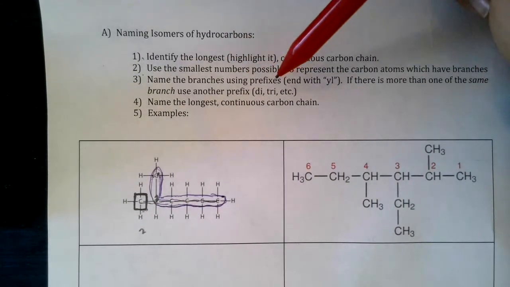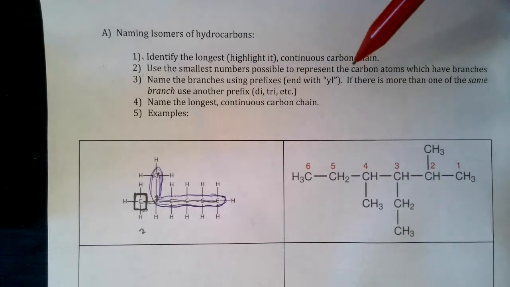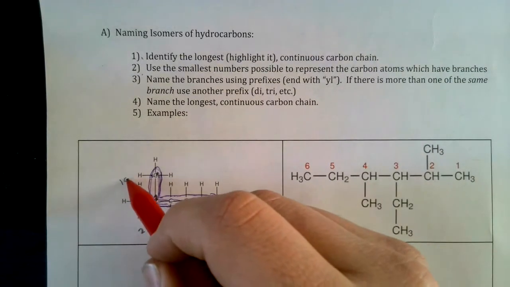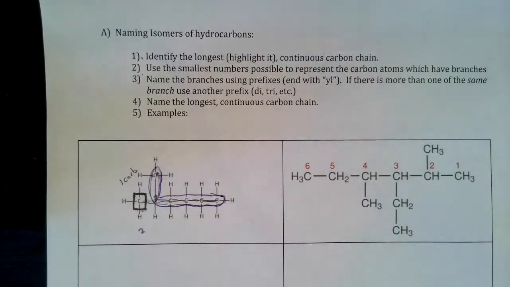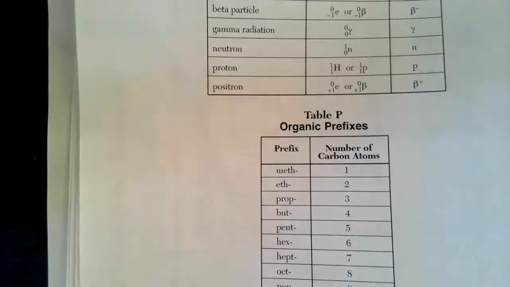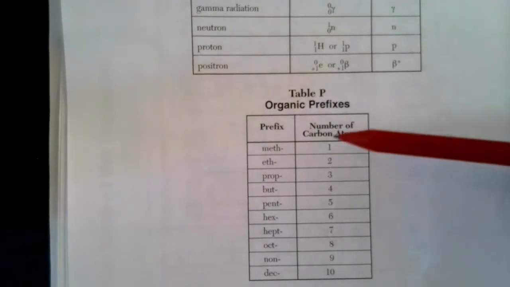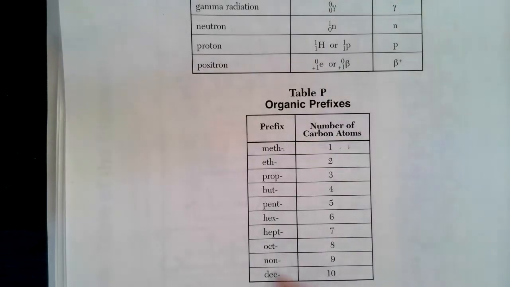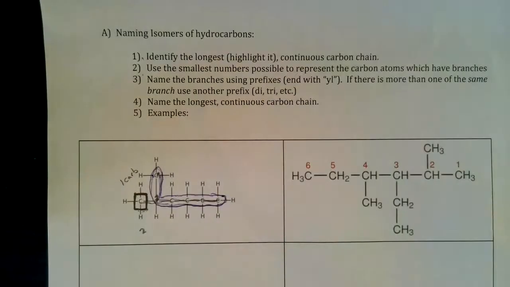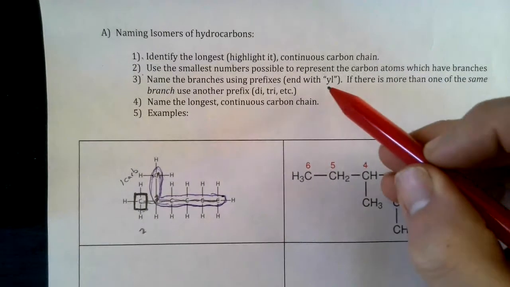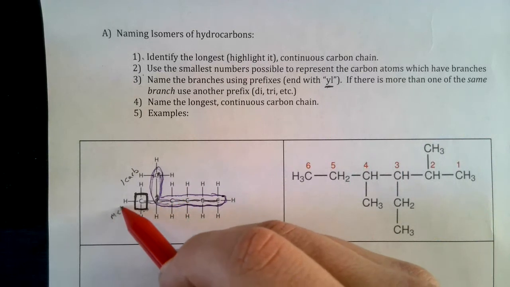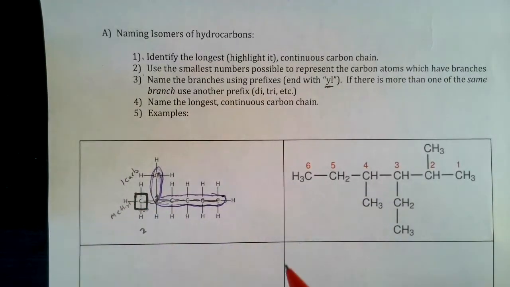Number 3, we have to name the branch using the prefixes with YL. So back to what we were talking about before. If you notice, there's only 1 carbon in this box. There's only 1 carbon in this branch. I finally printed one of these guys out, although you've all become pretty familiar with it by now. The number of carbons, if it's 1, it gets the meth prefix. Branches end in a YL. So this branch going this way is a methyl branch.